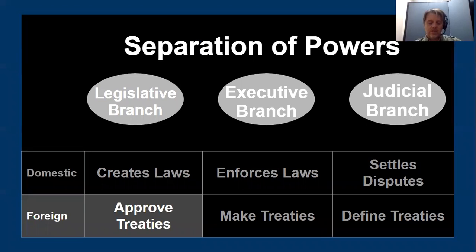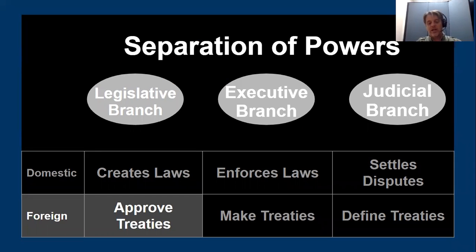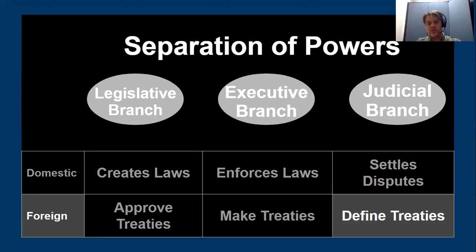On the foreign, that means outside the United States. We'll go here, executive branch, they make the treaties, right? It's the president and his team who goes around the world and makes treaties with all the other countries. But it's the legislative branch which approves those treaties, and it's the judicial branch which tells us what those treaties mean, whether they break US law, whether they violate the Constitution, that kind of thing.